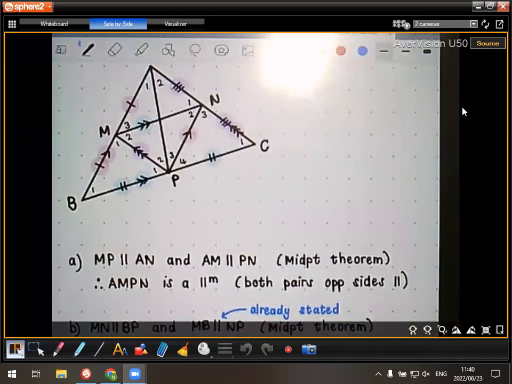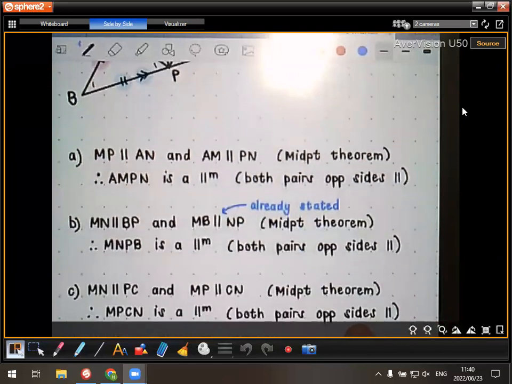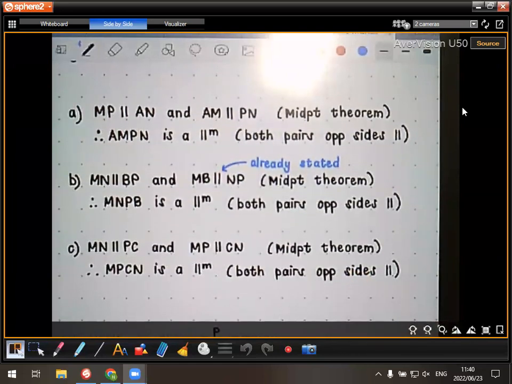And then MN parallel to BC also because of midpoint theorem, because M and N are both midpoints. Okay, it's a bit confusing because there's so much going on, but you won't get a question like that in an exam where you have to prove the same thing 3 times, if that makes sense. All right, so hopefully it won't be as confusing.